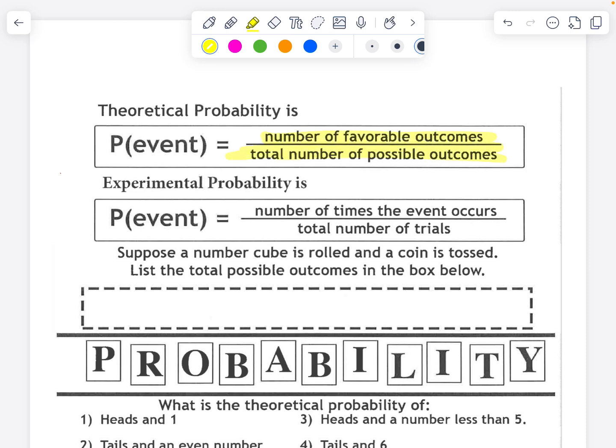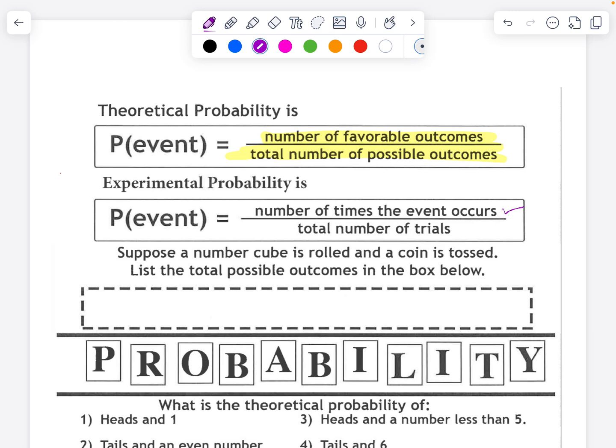Experimental probability is what actually happens when you try the experiment. So it's the number of times the event actually occurs over the total number of tries. All right, so let's suppose a number cube is rolled and a coin is tossed. First let's list all the results that are possible so that we have a denominator for this.